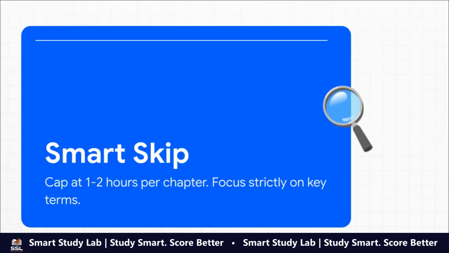So, how do you actually execute a smart skip in real life? It means you cap your study time at a strict maximum of 1 to 2 hours per chapter. You go in, you focus entirely on key terms and definitions, and that's it, nothing more. Cut your losses here, save your deep mental focus, and redirect all that energy right back into your power chapters where it belongs.